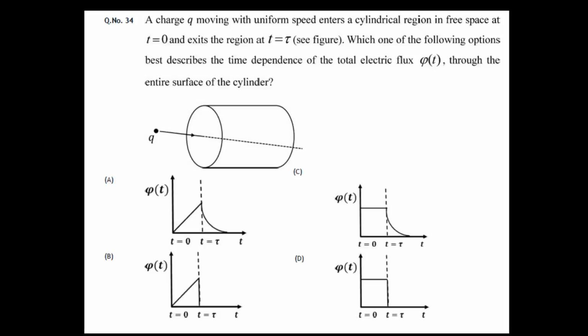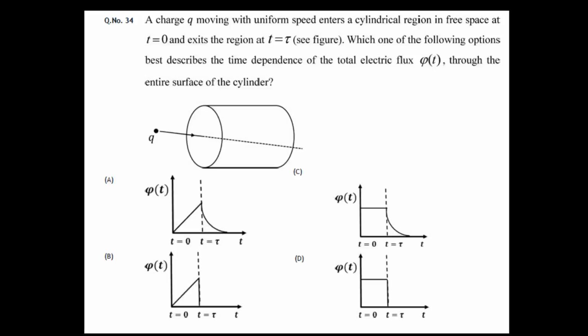A charge q moving with uniform speed enters a cylindrical region in free space at t equal to 0 and exits the region at t equal to tau. Which one of the following options best describes the time dependency of the total electric flux through the entire surface of the cylinder? In this question, they have mentioned that a charge q enters a cylinder with uniform speed, and the time spent by the charge inside the cylinder is between 0 and tau. They have given 4 options, and one of the options correctly describes the total electric flux through the cylinder when the charge q enters it.